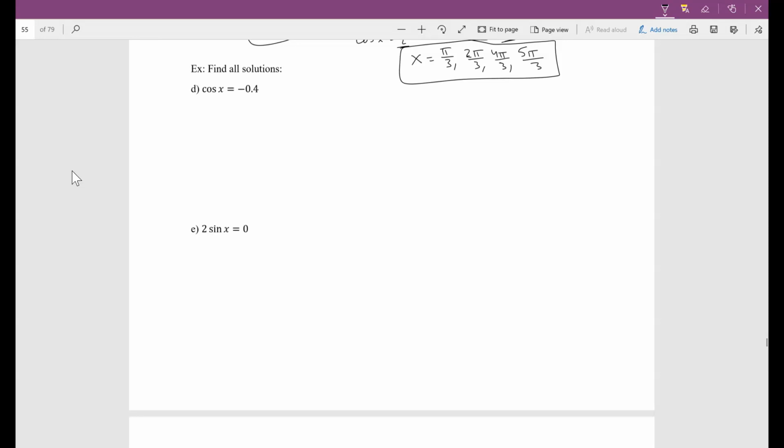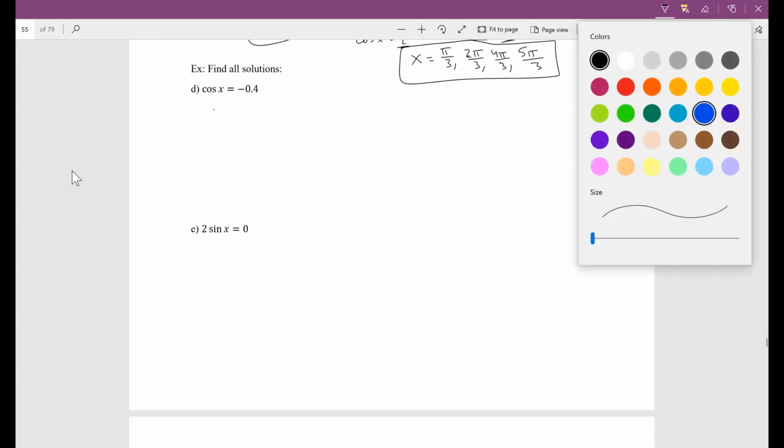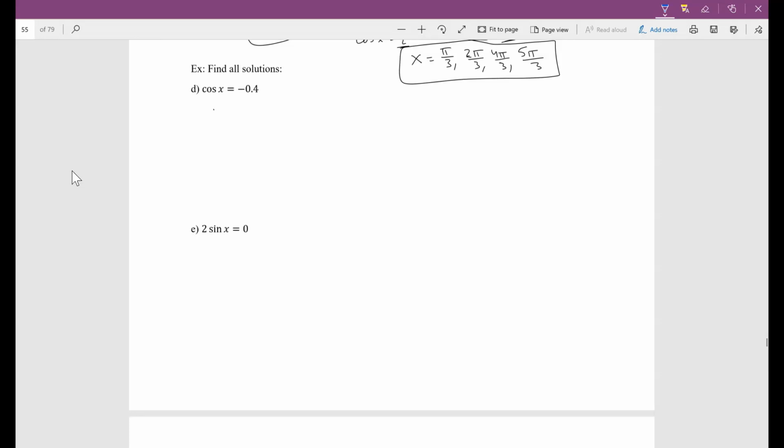Okay, so the first thing we want to do, in order to get rid of the cosine, is take the inverse cosine, or the arc cosine, of both sides. So I'm going to take cosine inverse of both sides. This goes away, and I'm left with x is equal to cosine inverse of negative 0.4. Okay, so that's one solution. This is basically what we call the exact solution.